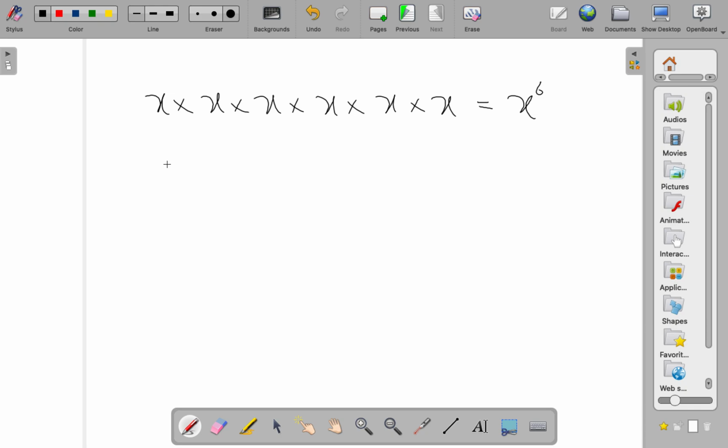So if we had x times x, there's 2 x's because we've multiplied x by itself, and that would be x squared. And if we had x times x times x, that would be x cubed, because we've got 3, we've timesed x by itself 3 times. So let's go back to the page.